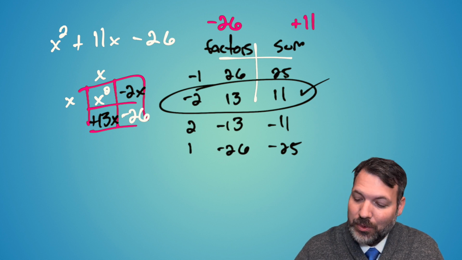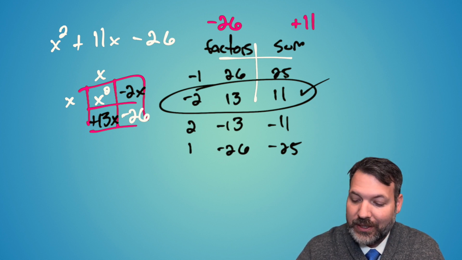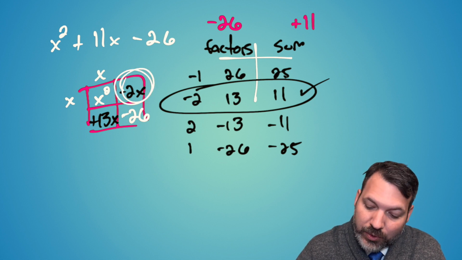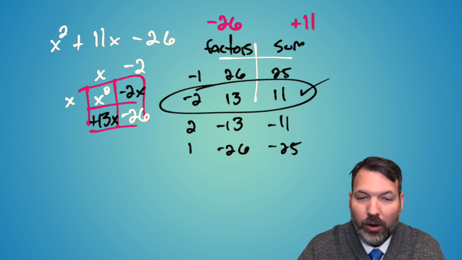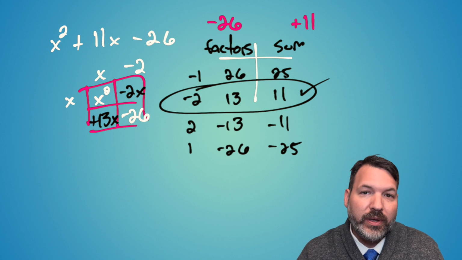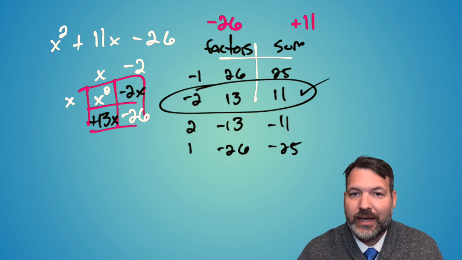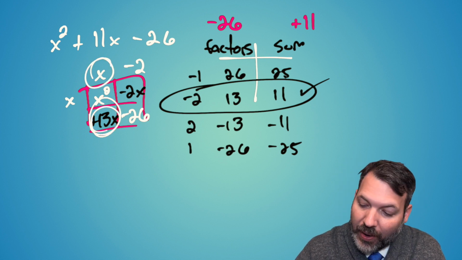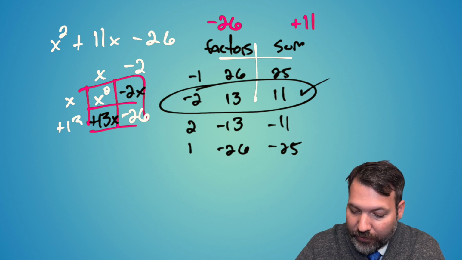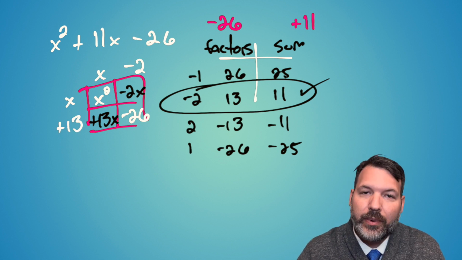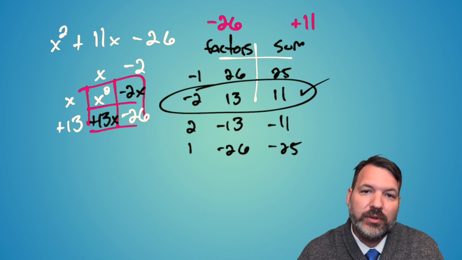And again, because this one is monic, this next part of the process actually goes pretty quick. X times what makes a negative 2x? Oh, negative 2. And so that must be the dimension that goes above that second column. X times what makes positive 13x? Oh, of course, positive 13. So that must be the dimension that goes next to that bottom row.